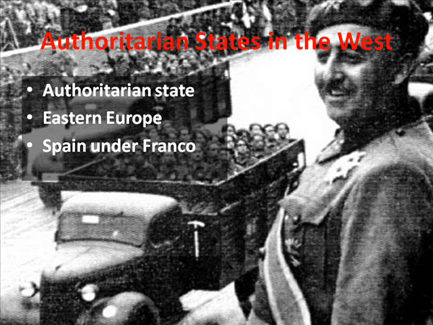Some of these governments were in Eastern Europe: Austria, Poland, Czechoslovakia, Yugoslavia, Romania, Bulgaria, and Hungary all adopted parliamentary systems after the war. But authoritarian governments soon replaced most of these systems. Only Czechoslovakia maintained its democracy.